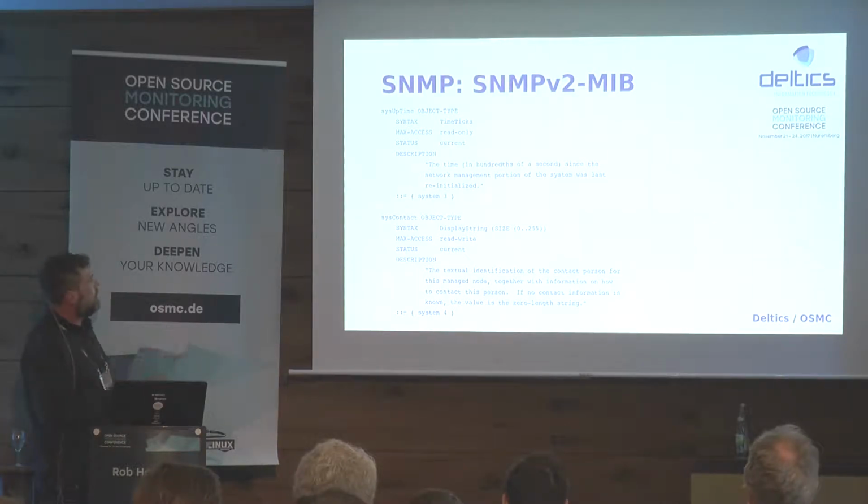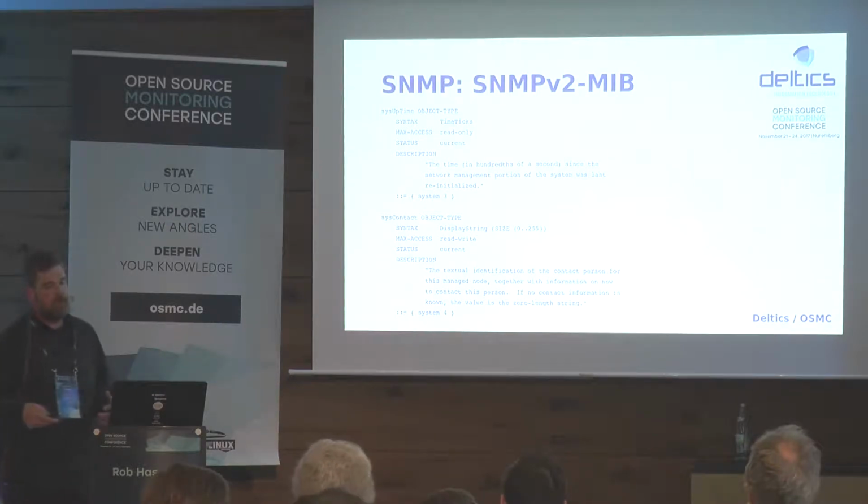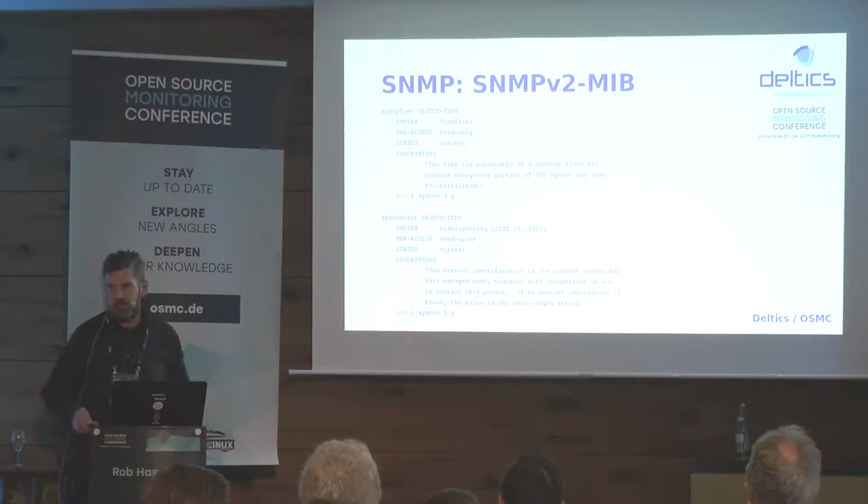So with this OID, you can ask for the uptime of the system, and the syscontact is a display string up to 255 characters. It's read-write, of course, and it gives you the contact information for the sysadmin or whatever you want to put in there. And as you can see, this has a description and all the information you need. That way you can check that what you want to check is available, and you can browse through the MIB files, and I'll show you later how that's easily done.